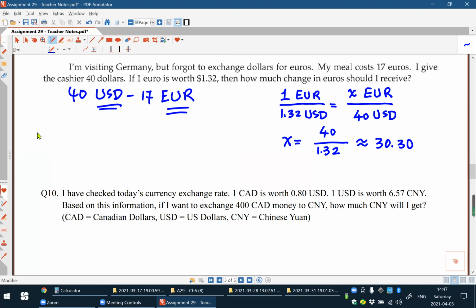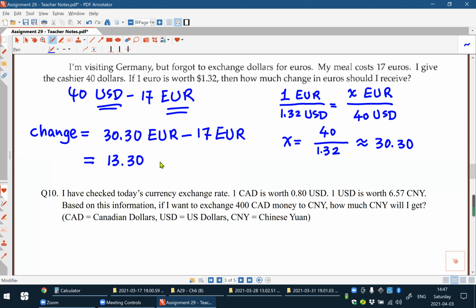Okay, so basically the change I will get is: 40 US dollars is 30.30 euros, right? This has been converted, and minus what the meal cost, which is 17. So the change I will get is 13.30 euros. Okay, any questions?